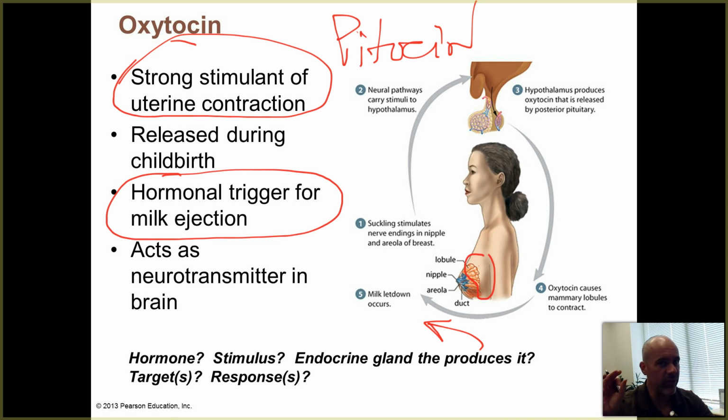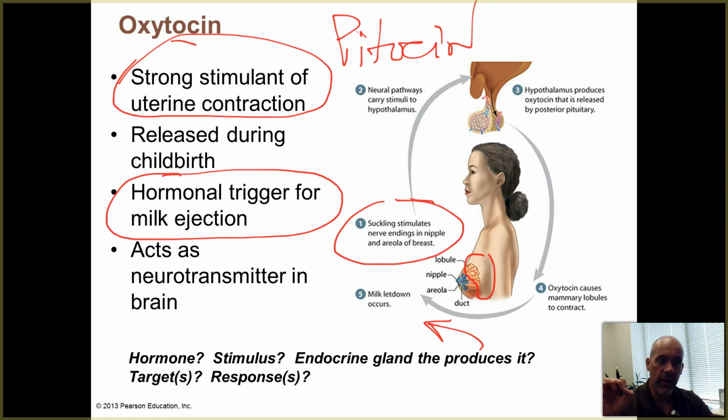Oxytocin triggers squeezing that milk toward the nipple so the infant has access to it. All right, and let's look at what triggers oxytocin secretion. You have to have some sort of a stimulus to trigger its production. So a suckling infant, a nursing infant, is the stimulus that's going to trigger oxytocin production.